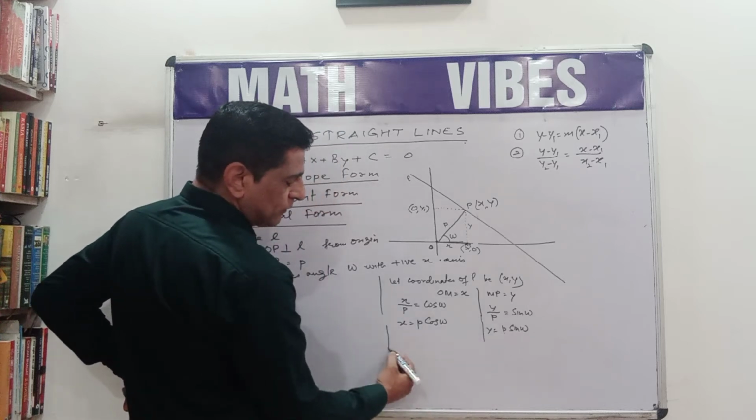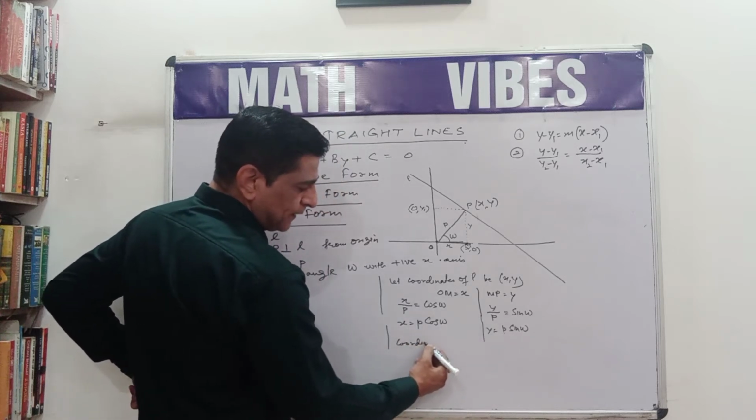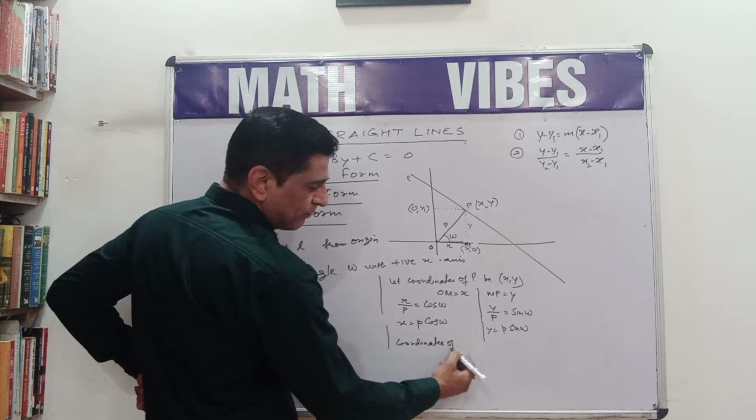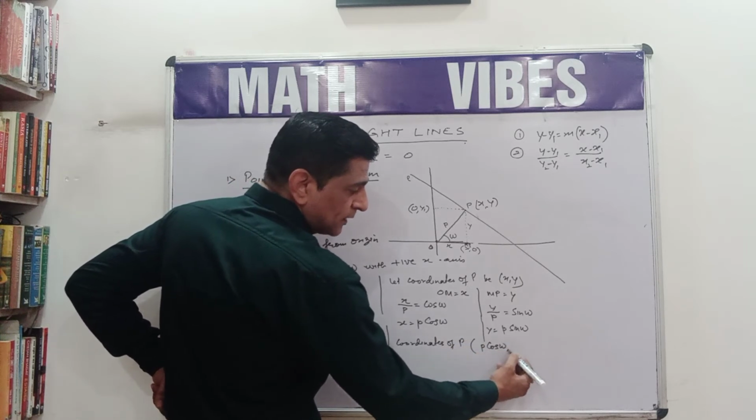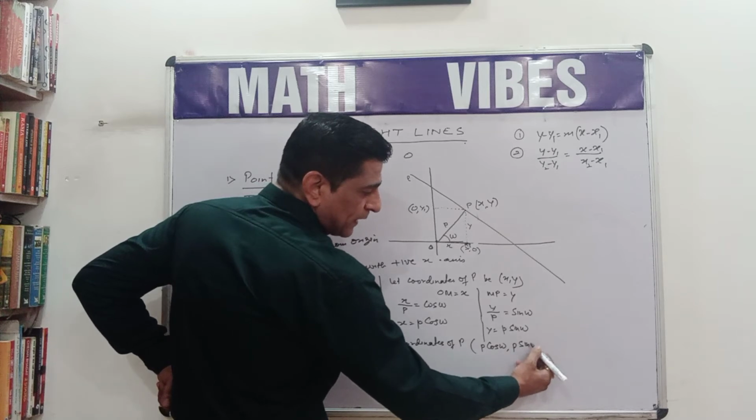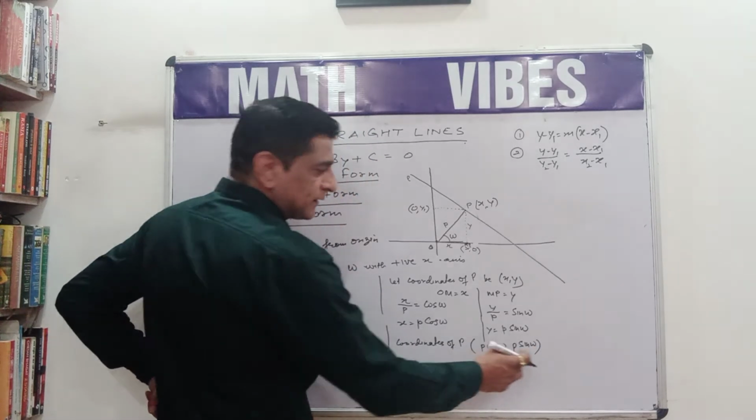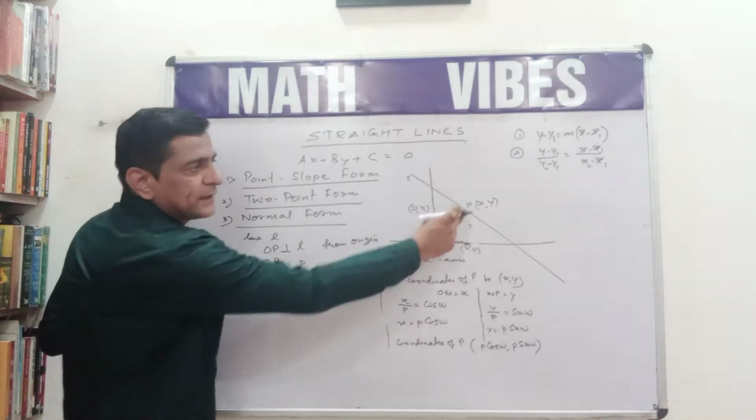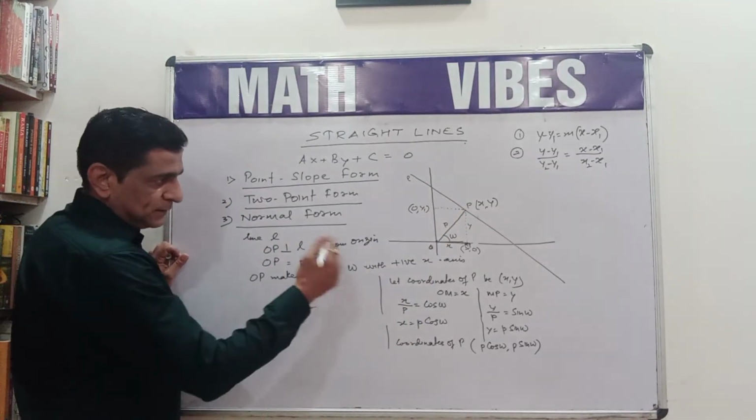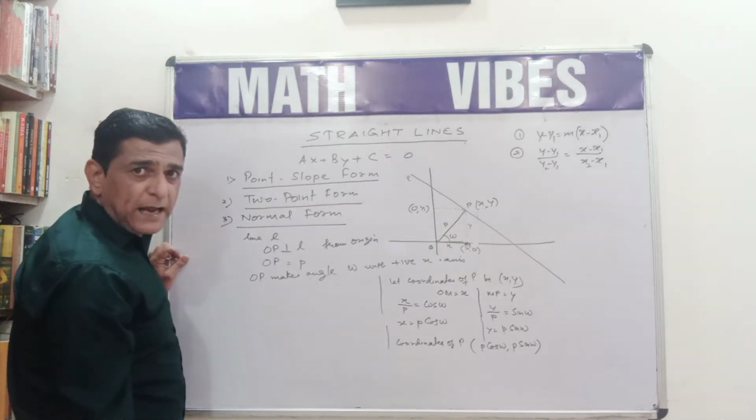So the coordinates of P will be (p cos omega, p sine omega). That is the x component, this is the y component. So now we have the coordinates of point P. Let us find the slope of line L.